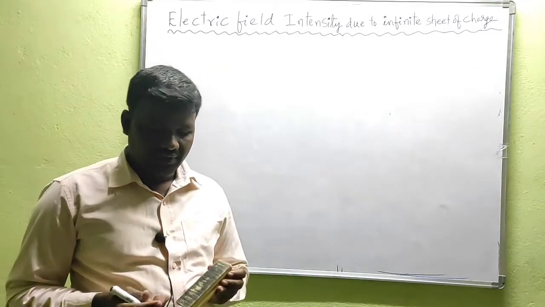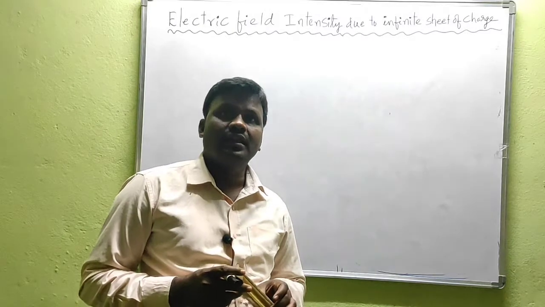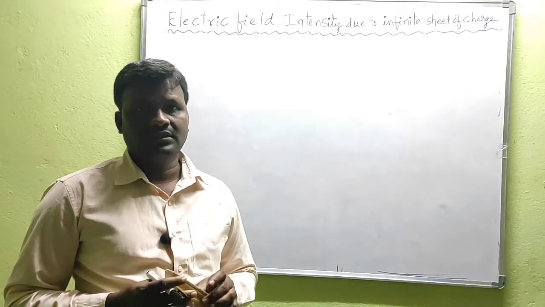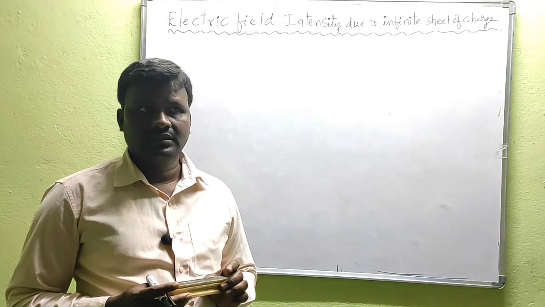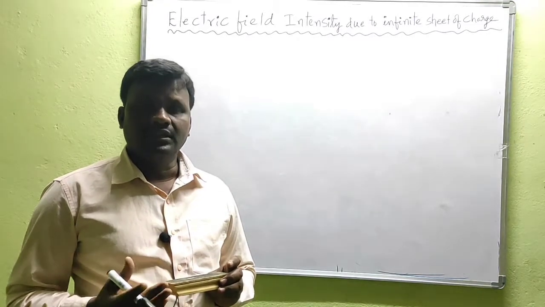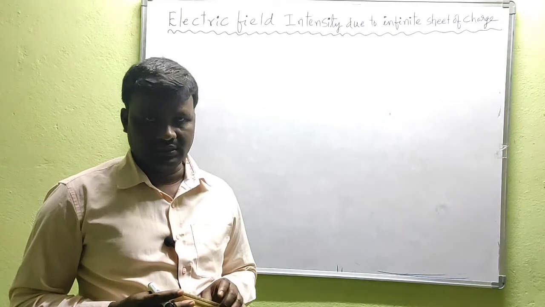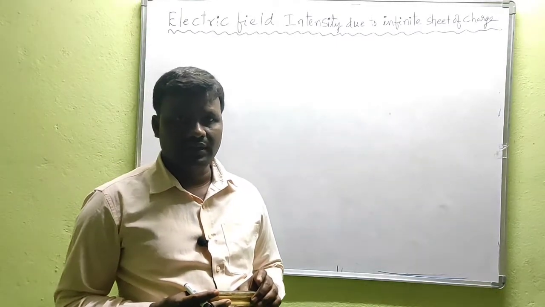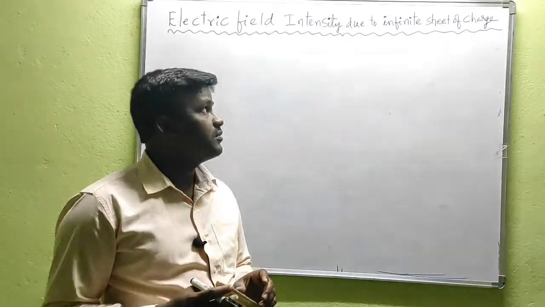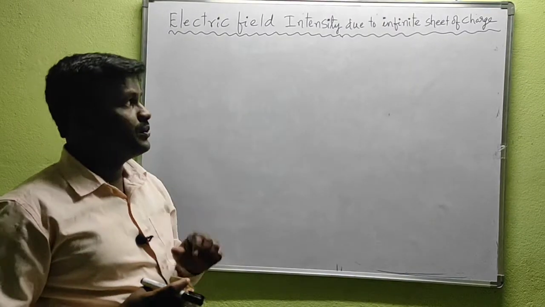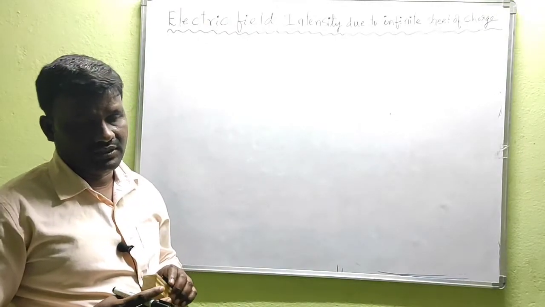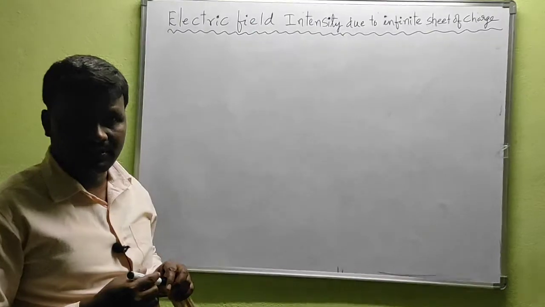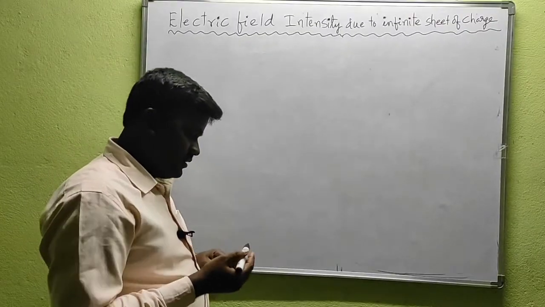In last class we derived electric field intensity due to infinite line charge. We have different types of charges: point charge, line charge, surface charge or sheet of charge, and the last one is volume charge. In today's class we will derive electric field intensity due to infinite sheet of charge. Sheet of charge means surface charge.